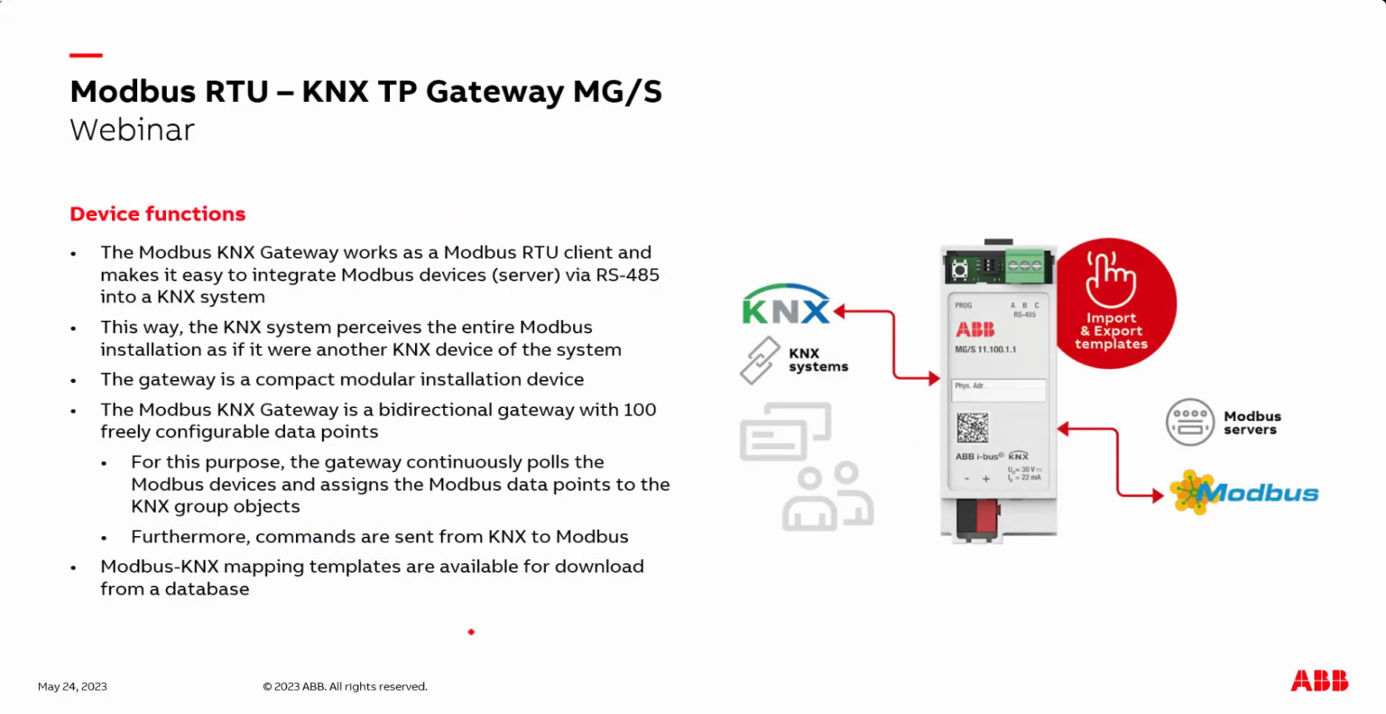On the right side you can see our new gateway. On the left side we have our typical KNX installation, and on the right side we have Modbus RTU. Our gateway is the client, and via this client we can integrate Modbus devices, or so-called servers, via a standard RS485 into our KNX system. In this way, the KNX system perceives the entire Modbus installation with all the meters and devices as if it were another KNX device.